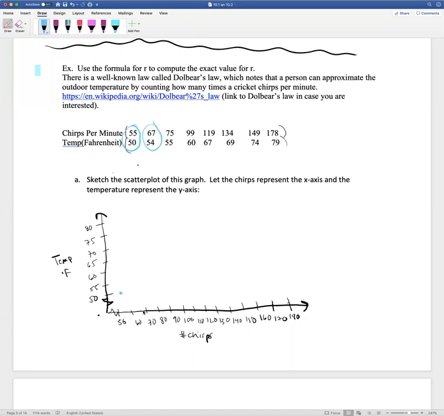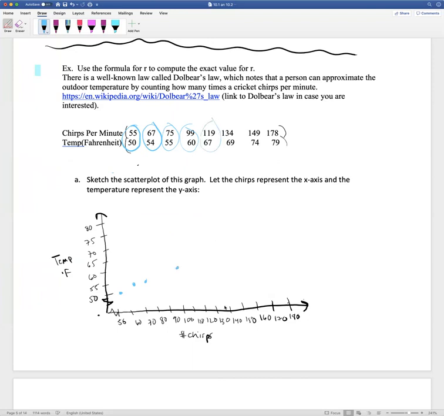When a cricket chirps 67 times per minute, it's 54 degrees. When a cricket chirps 75 times per minute, it is 55 degrees. Let's do 75, 55, a little bit higher than that other one. When a cricket chirps 99 times per minute, it's 60 degrees. So let's do this, 99, 60.